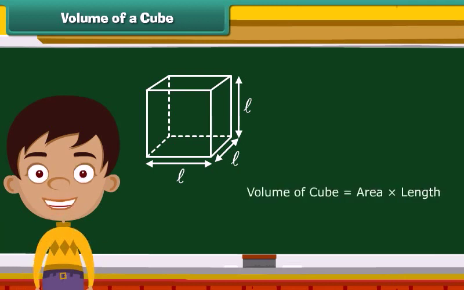To find the volume of the cube, we just need to multiply the area A with L. Hence, by multiplying these three L's together, we get L cubed. Therefore, the formula for the volume of a cube is L cubed.